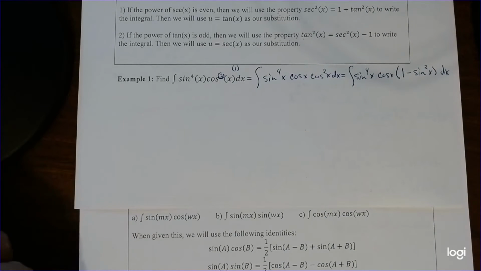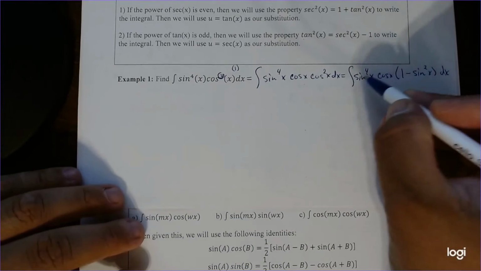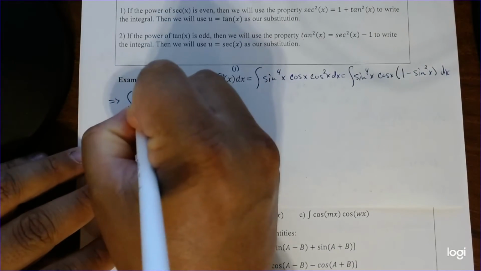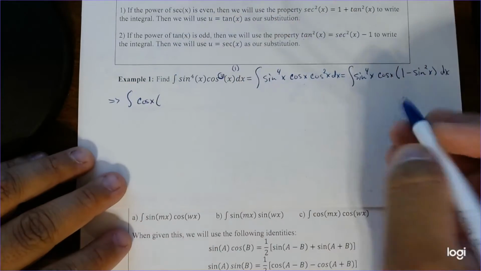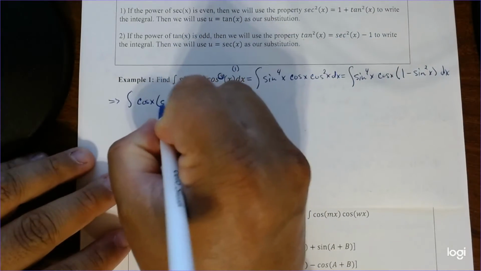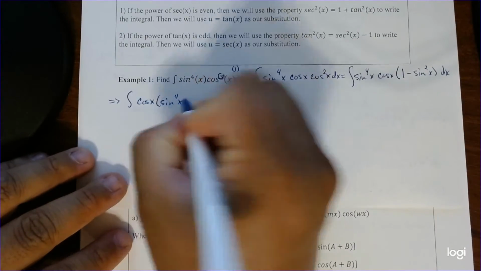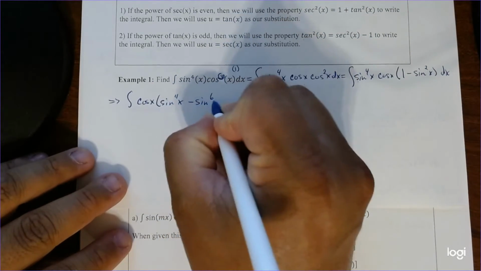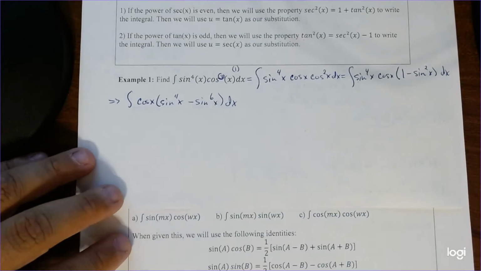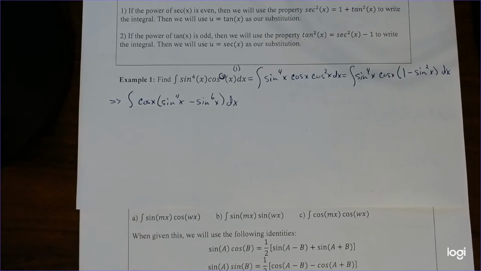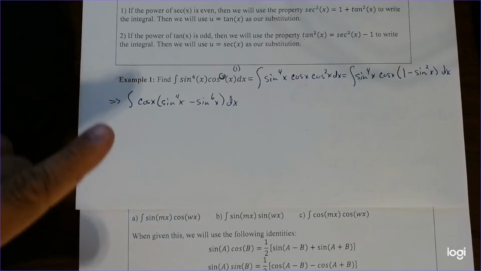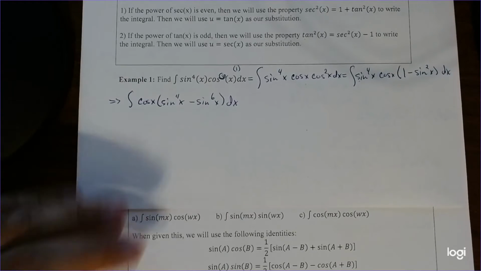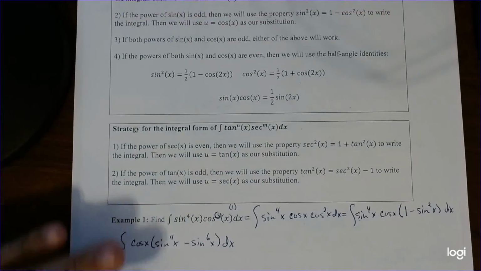And now at this point, we're just going to bring in sine. So we're just going to bring this in and leave cosine on the outside. So the integral of cosine x, and in parentheses, sine to the fourth x minus sine to the 6th x dx. Okay. Now you see, all we did was manipulate it, and it doesn't look any nicer. But again, we're not really done with the property.